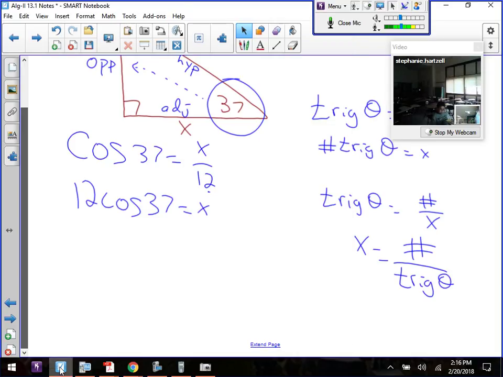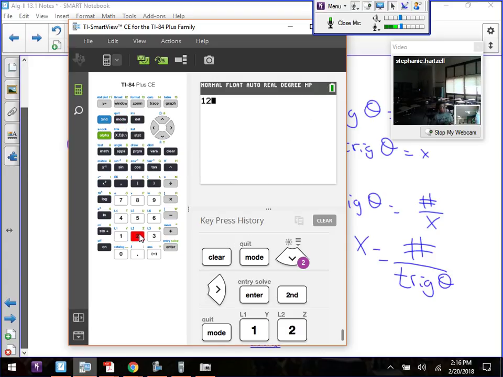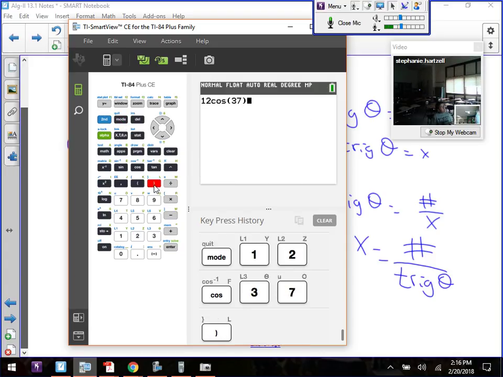So back to this one, all you have to do is literally type it the way you see it. Hit quit, and you type in 12 cosine 37 and hit enter. I'm going to ask that you always round to 2 decimal places. It was 37, wasn't it?